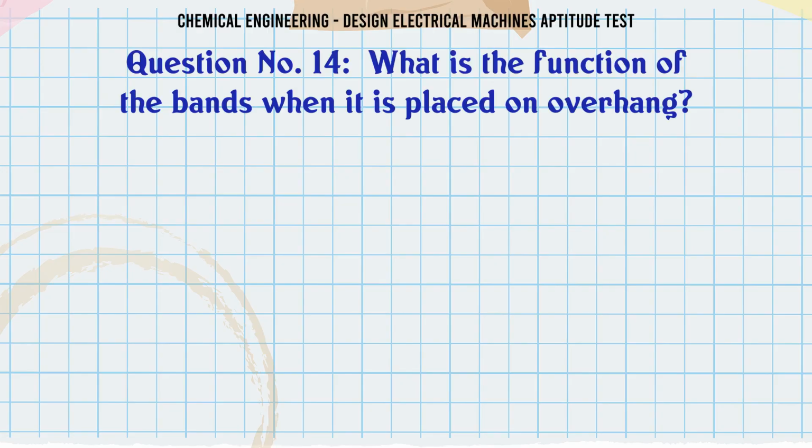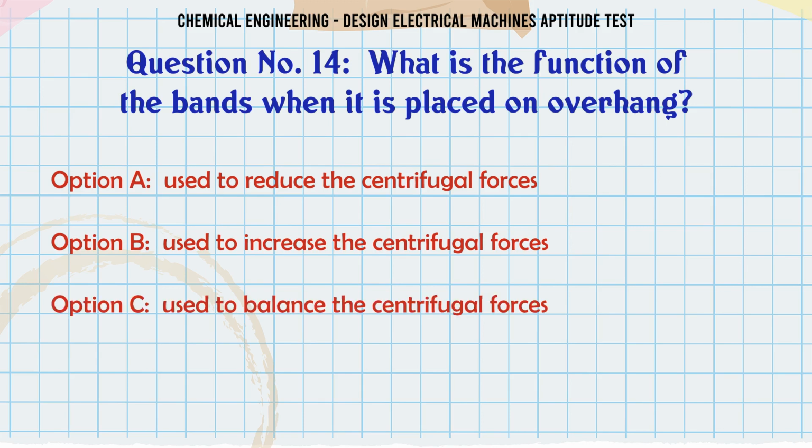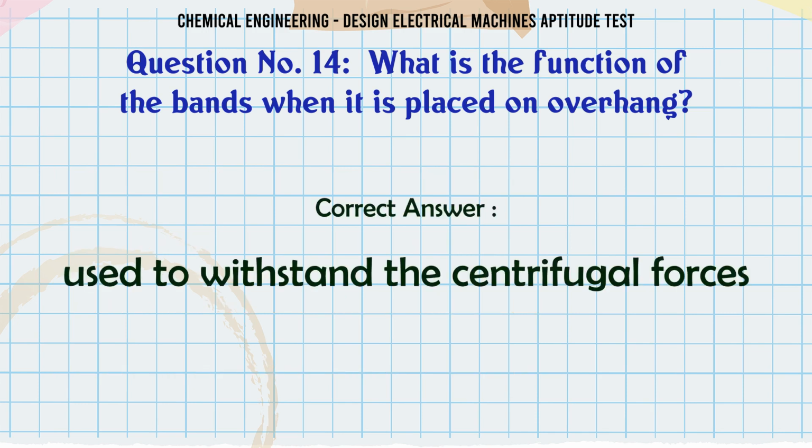What is the function of the bands when they are placed on overhang? A. Used to reduce the centrifugal forces. B. Used to increase the centrifugal forces. C. Used to balance the centrifugal forces. D. Used to withstand the centrifugal forces. The correct answer is used to withstand the centrifugal forces.